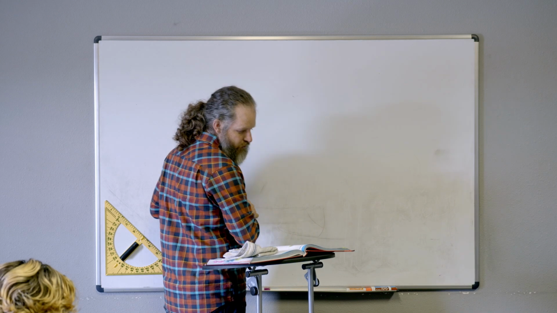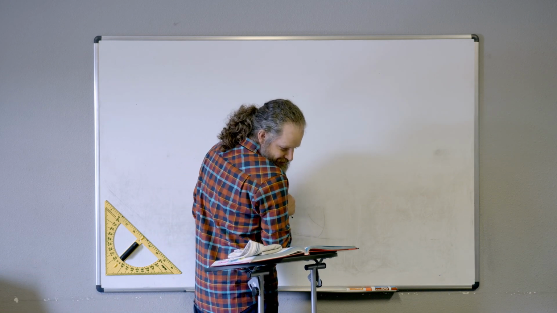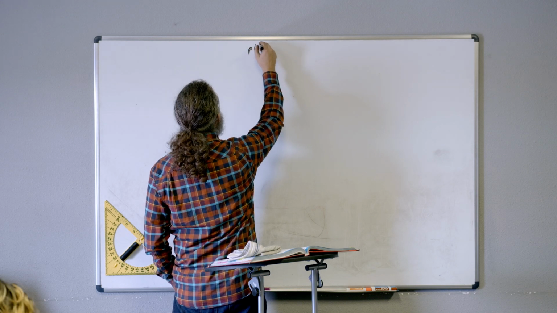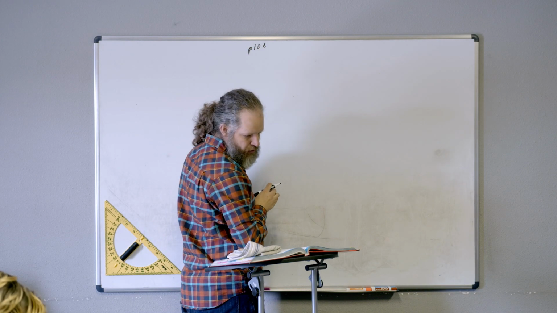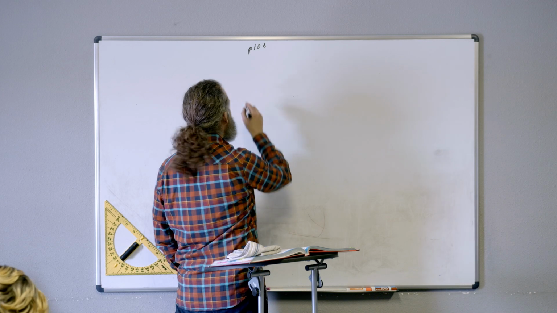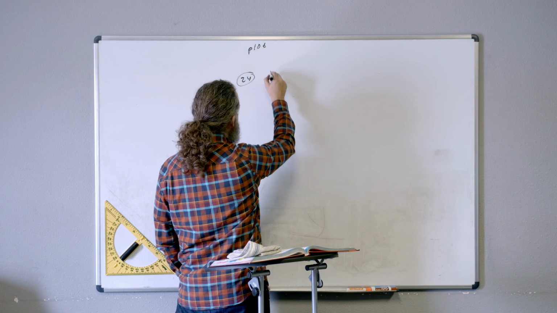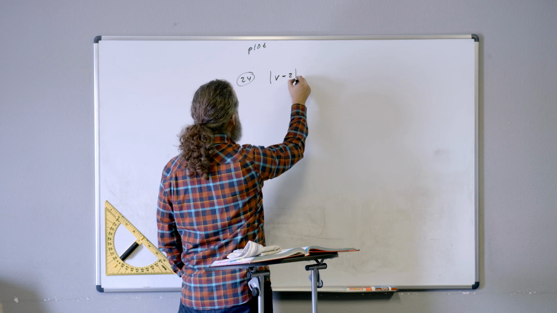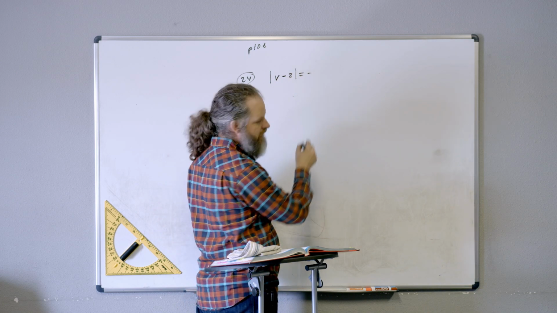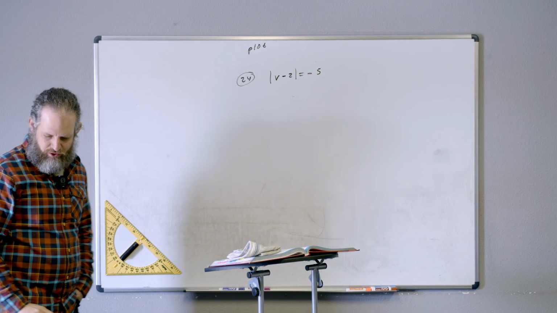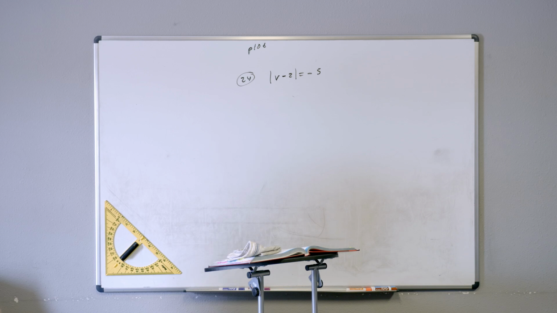Let's do two problems. One that has a nice answer that's kind of cheating. Let's do page 106, and we'll start with number 24. Absolute value of v minus 2 equals negative 5. So, what should we do? Before we split it, we should stop and think about it.